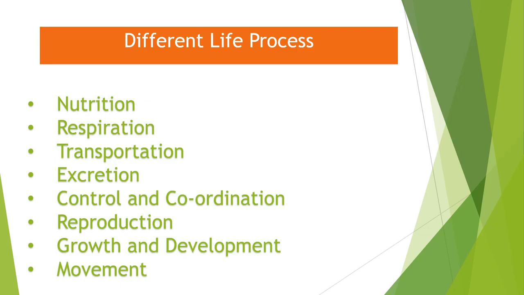Plants can't move from one place to another, but the life processes take place inside the plants. That means they prepare food, they respire, they excrete. These are all happening in plants also. Obviously plants can't move from one place to another, but some parts of the plants can show movements. So these are the different life processes of living things.